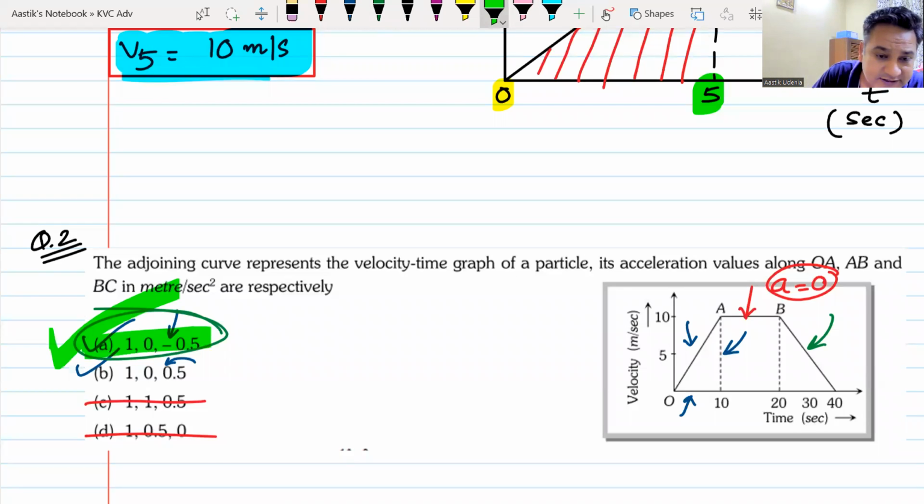Yes or no? Anyone understand this? Yes or no? I need great signs from everyone in the class, my dear friends. So the correct option is option A.